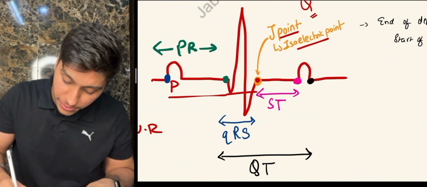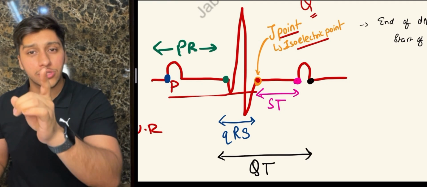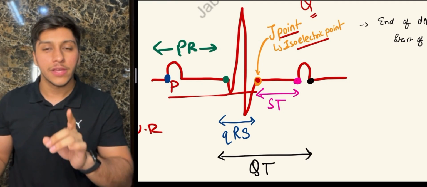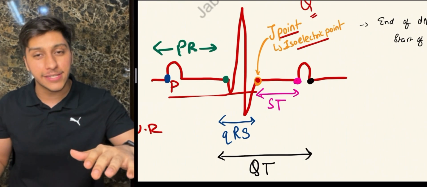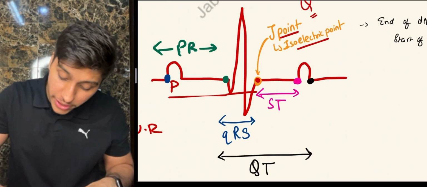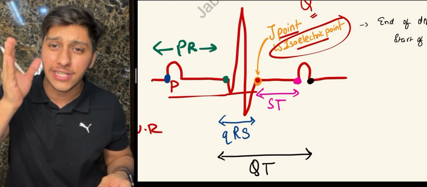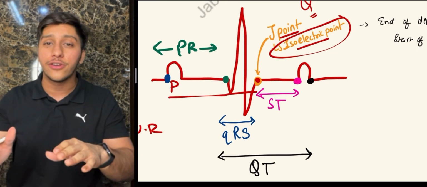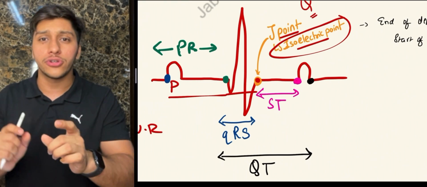So if you see here, from till here, S is stopping, right? So J point, guys, is a point where S stops and T starts. So what it's trying to say is, it is a point where depolarization ends and repolarization starts. Correct? So J point is an isoelectric point where there is no depolarization and there is no repolarization. It is the start of the repolarization and the end of the depolarization. This is J point. Don't get confused between J point and J wave.